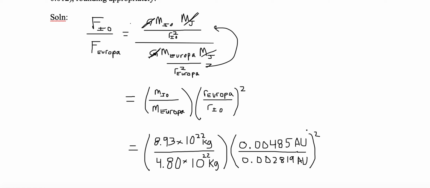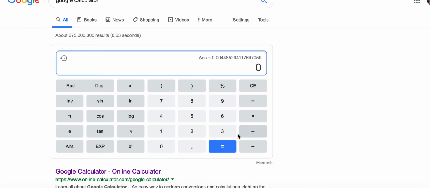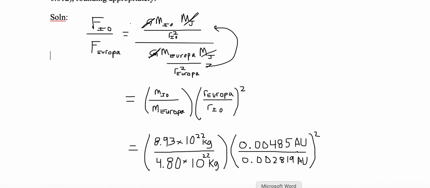Now we need to multiply this out. So we need to go to the internet and get our scientific calculator. You would go to Google and type in scientific calculator or calculator, and up would pop this Google calculator. The first thing I want to do is type in 0.00485 divided by 0.002819. So here's our Google calculator. We're going to type in 0.00485 divided by 0.002819.